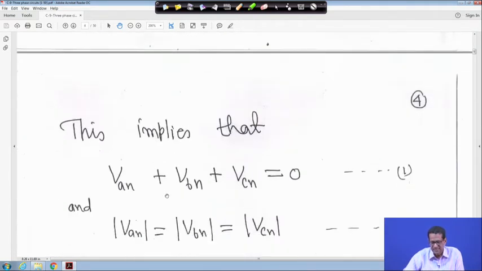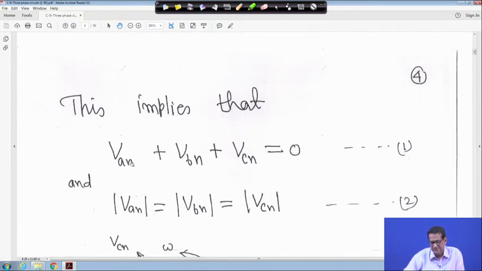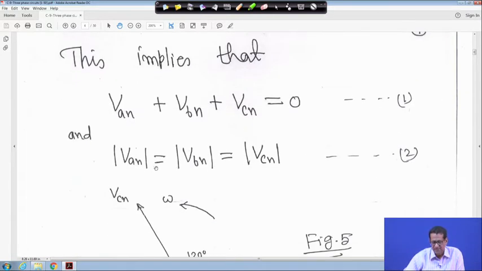So this implies that VAN plus VBN plus VCN is equal to 0. This is a phasor quantity, right? I will show you why it is 0. If you do it, it will become 0. VAN plus VBN plus VCN is equal to 0. This is equation 1. That means for balanced voltage, magnitude VAN is equal to magnitude VBN is equal to magnitude VCN, right? When I am putting mod, these are magnitudes, right?